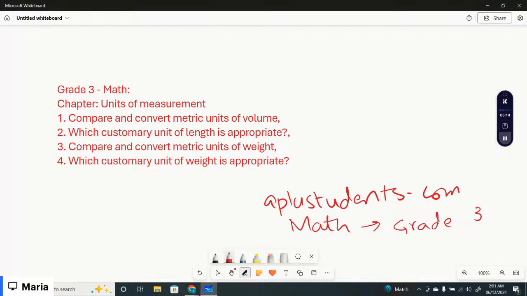The lessons we're going to cover today are compare and convert metric units of volume, which customary unit of length is appropriate, compare and convert metric units of weight, which customary unit of weight is appropriate. So please make sure you have your notebook and pencil so that you can note down the important examples and definitions as well.